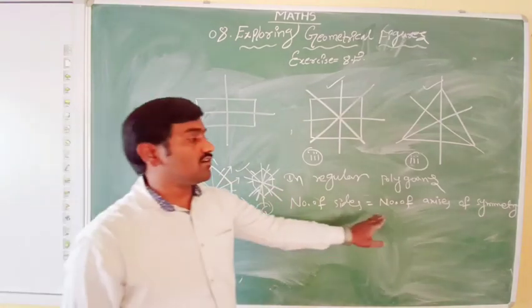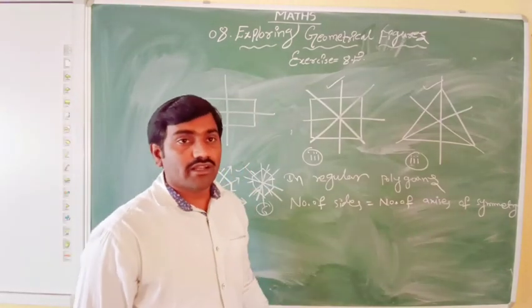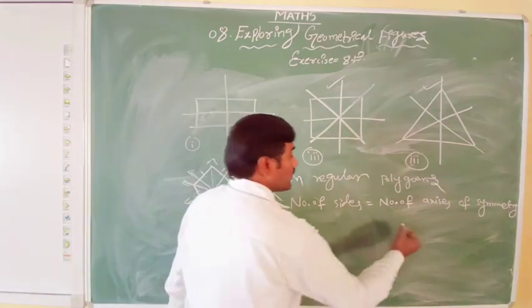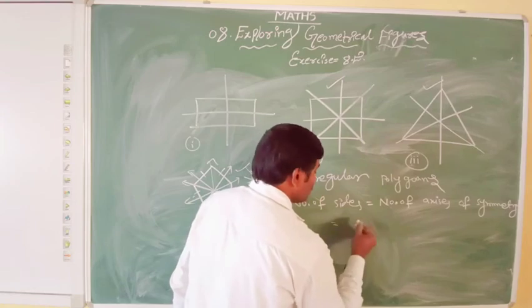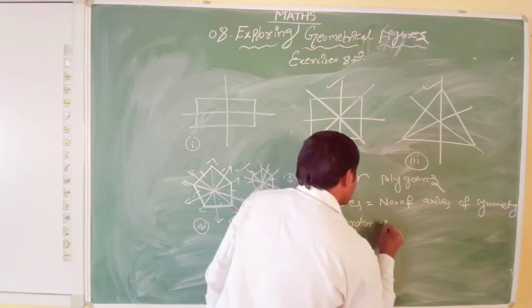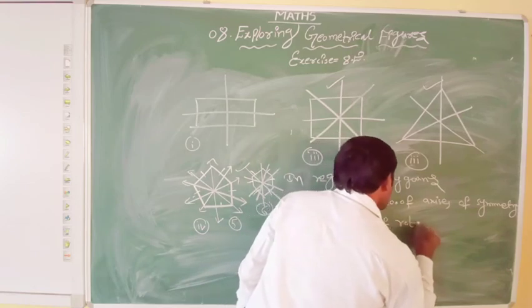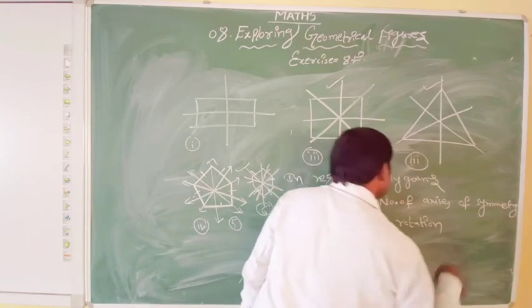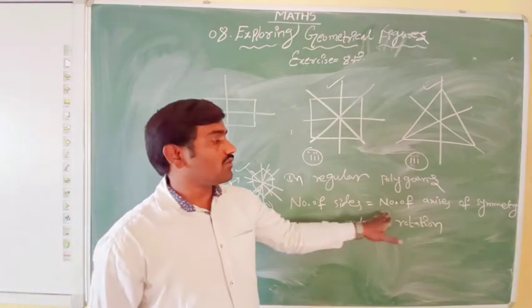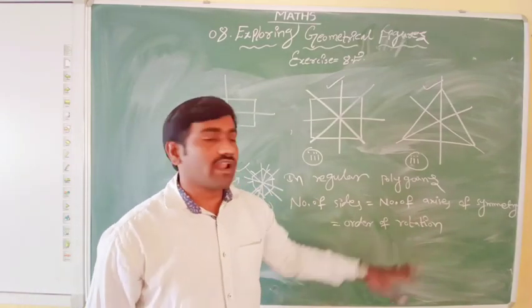The number of sides is equal to the number of axes of symmetry. That is equal to the order of rotation. So it gives the same: the number of sides equals the number of axes of symmetry, which equals the order of rotation.